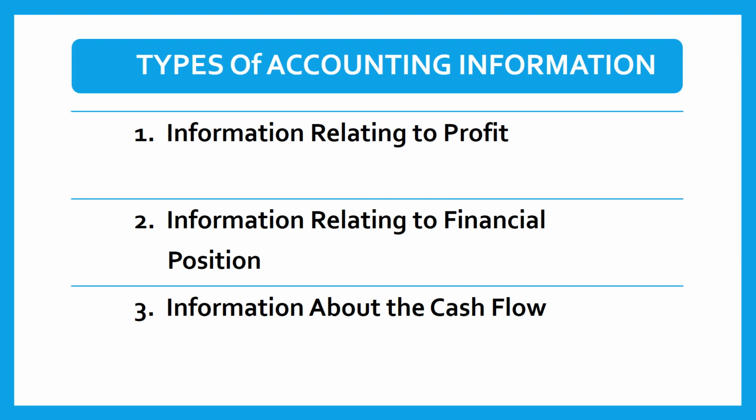So this information is utilized by the interested parties, which is one of the very important accounting information. The second one is information relating to financial position. Financial position is ascertained by preparing the position statement. In other words, it may be called the balance sheet. The balance sheet makes available the information about the financial position in terms of assets and in terms of liabilities.